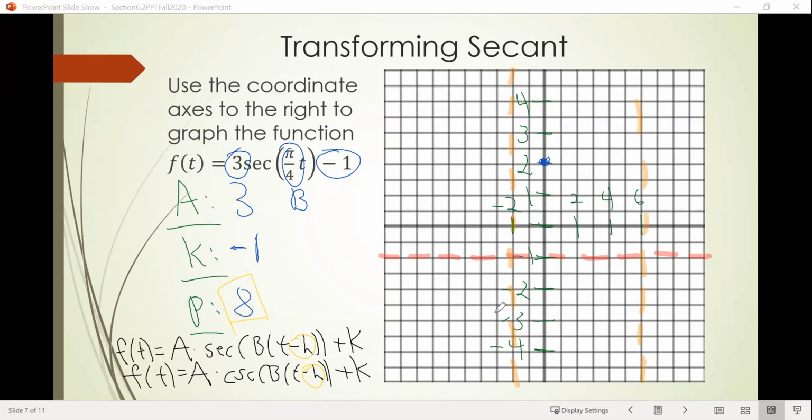And then, of course, there's going to be a vertical asymptote in the middle there, separating these 2 loops. So there'll probably be one like this. And so we see that the vertical asymptotes are going to be every 4 units.